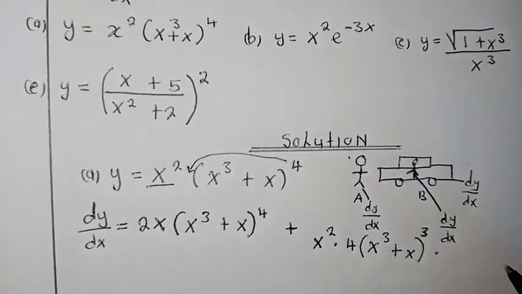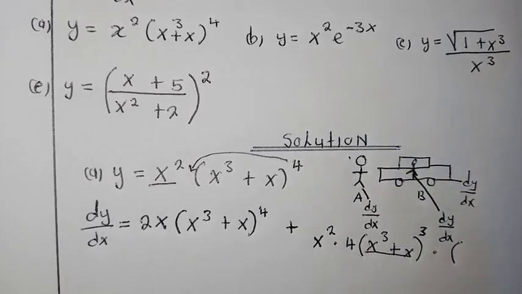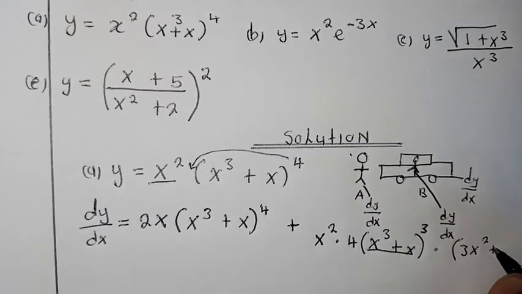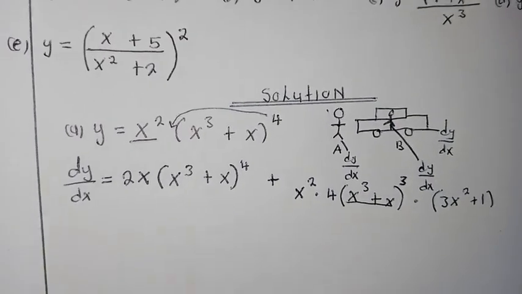We find dy dx of the guy inside. So what is dy dx of the guy inside? It is just 3x to the power 2 plus 1. Okay, so this is just how simple the general is.